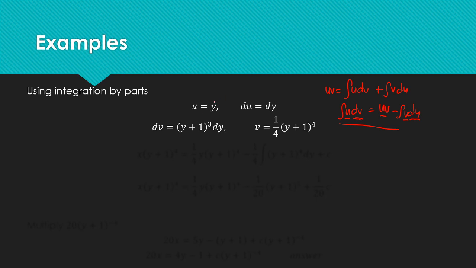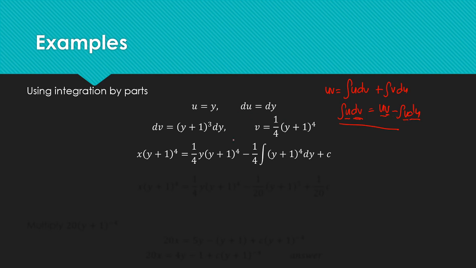So therefore, ang dv mo ngayon class, kung y ay u, then your dv will be y plus 1 cubed dy. So next, kailangan mo rin ng v. So to get the v, integrate mo to. So kapag in-integrate mo yan, the result will be, power rule lang, 1 over 4 times y plus 1 raised to the 4th power. O, integration by parts lang, substitute na natin. Ito yun, no? So u dv is equal to uv minus integral of v du.